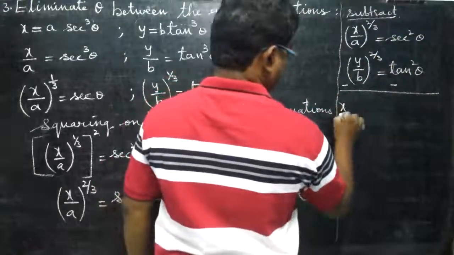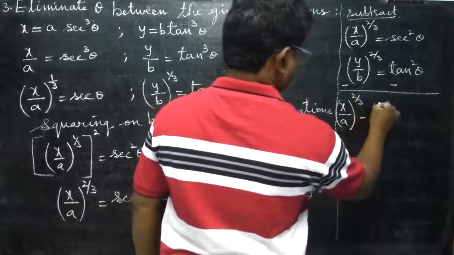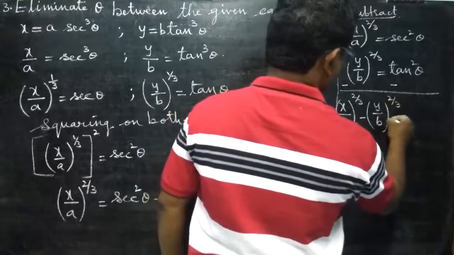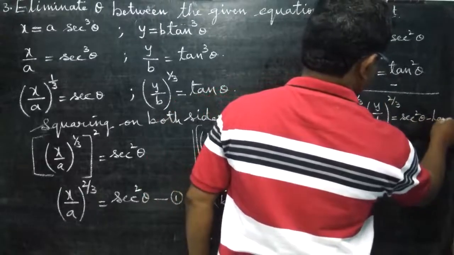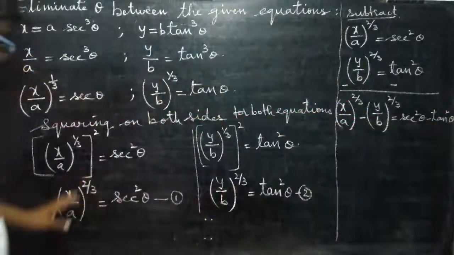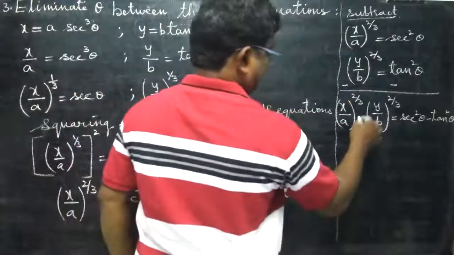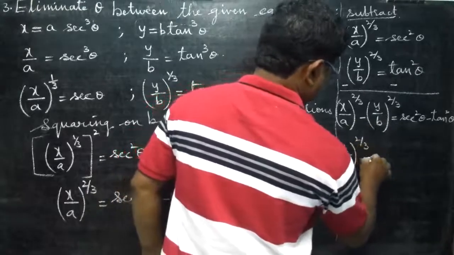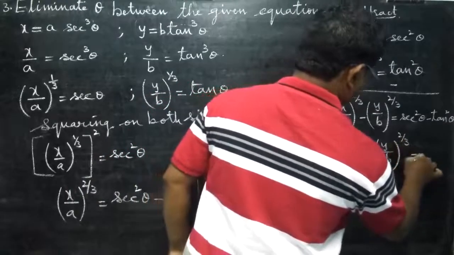Now (x/a)^(2/3) minus (y/b)^(2/3) is equal to secant square theta minus tan square theta. For this identity, we are doing all this. Keep in mind, whenever you see the combination, the identity should be in your mind. Now (x/a)^(2/3) minus (y/b)^(2/3) is equal to 1.